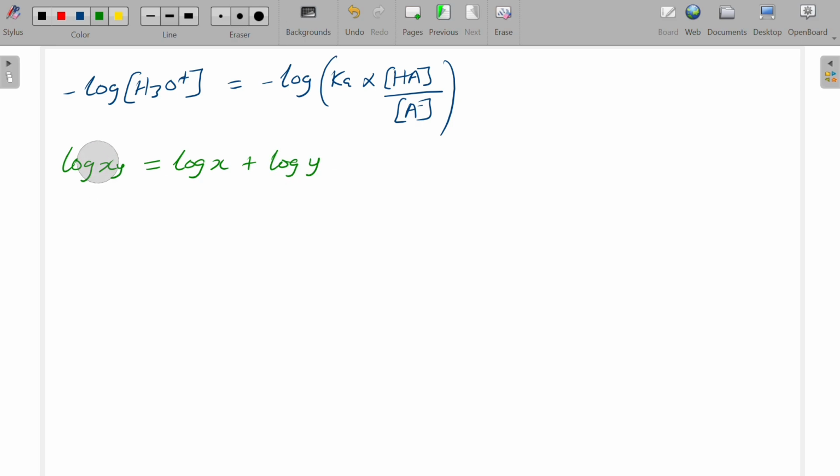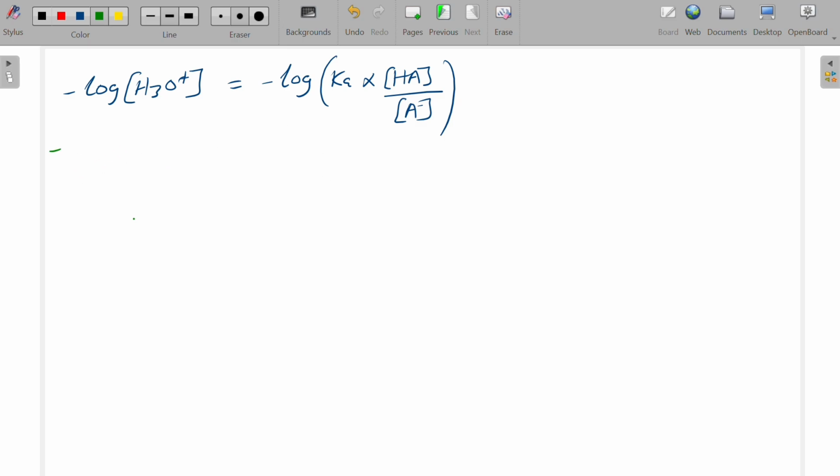So this is the same. Log xy is the same as log of x added to log of y. If you look at this side here, what we have is negative log of Ka multiplied by that ratio there. So this is the same concept we have here. Log of x multiplied by y can be written in this format. Even this can also take the same format. So let's do that.